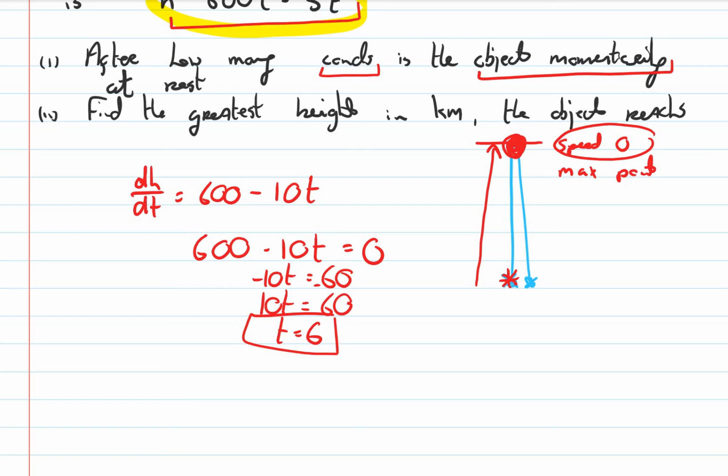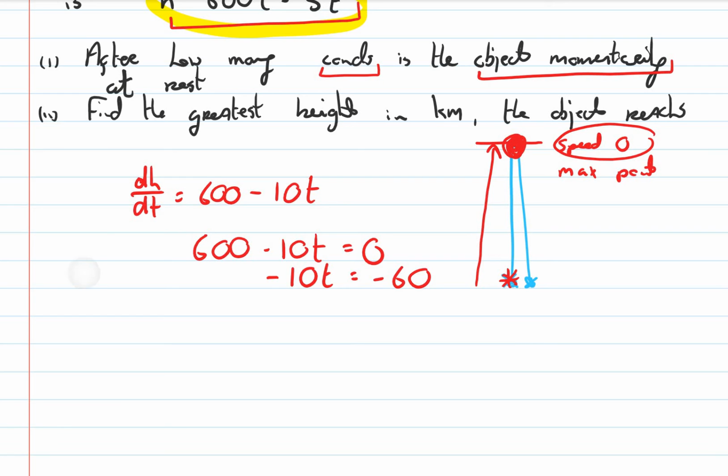Oh guys, sorry, mistake. Go back here. It's not 6 seconds, it's actually 60 seconds. How did I make that mistake? Sorry, it's me trying to go too fast. I put in minus 10t equals minus 60, but it's actually minus 600. It's 600 here, not 60. So 10t equals 600, which will be t equals 60. So it takes 60 seconds for the object to get up to this point. Sorry about that.